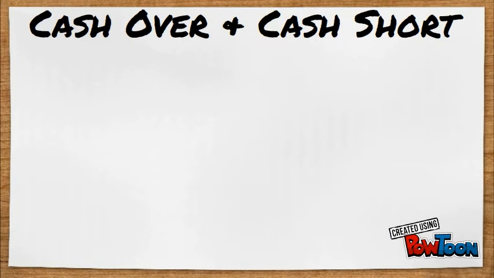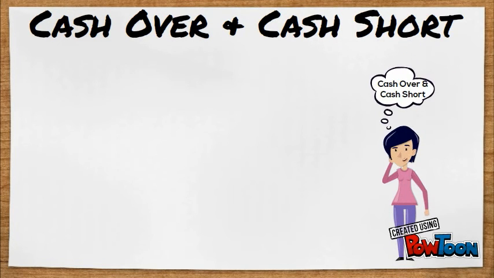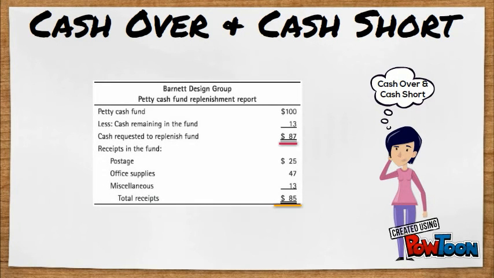However, in certain cases, payments can sometimes not be accounted for. So if there is a discrepancy between the cash needed for the replenishment of the fund, the discrepancy is charged to an account called cash over and short, which in this case, the cash requested to replenish the fund is $87, however the total amount of receipts is $85.